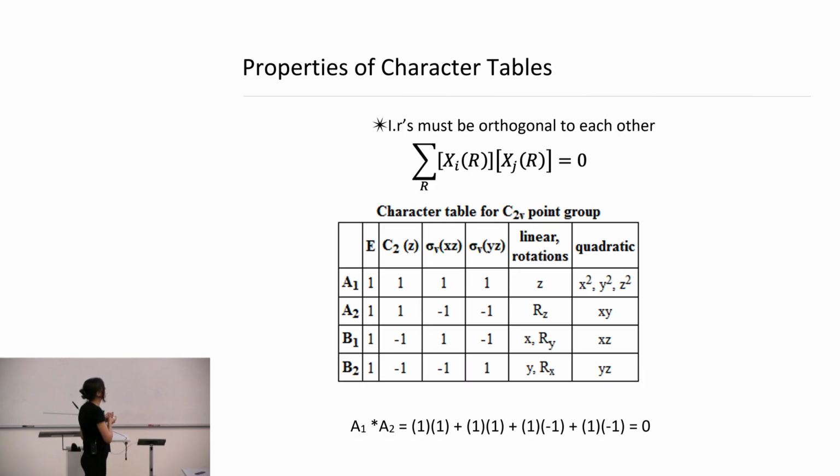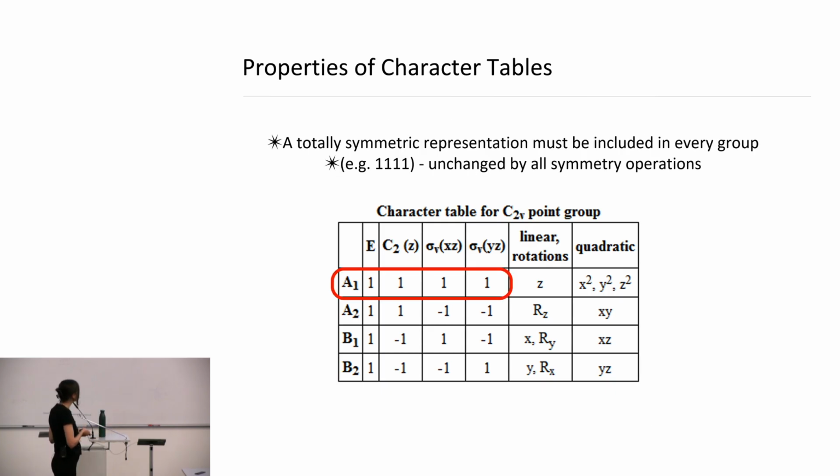And another important aspect, and what makes it kind of easy to work this out, is that the irreducible representations themselves have to be orthogonal to each other. So if we take A1 times A2, this needs to equal 0, and that's what we're showing here, just as a check. And then finally, a totally symmetric representation, so something that transforms into itself under every symmetry operation, has to appear in every character table.